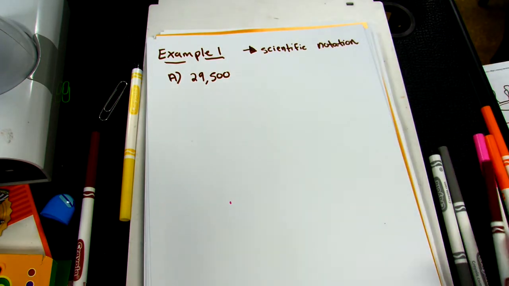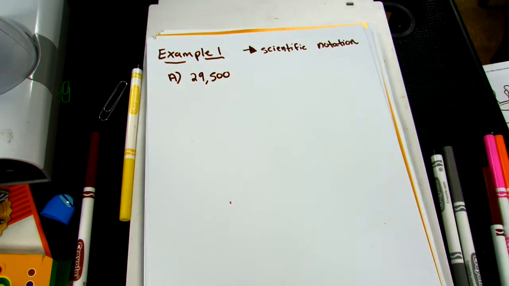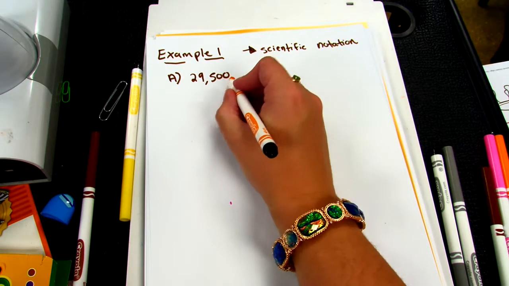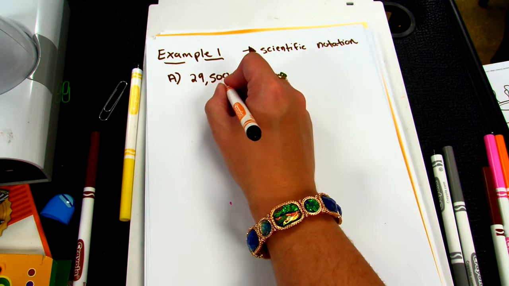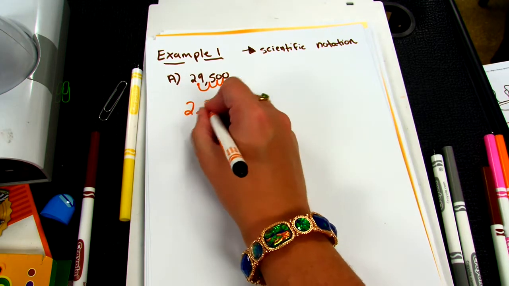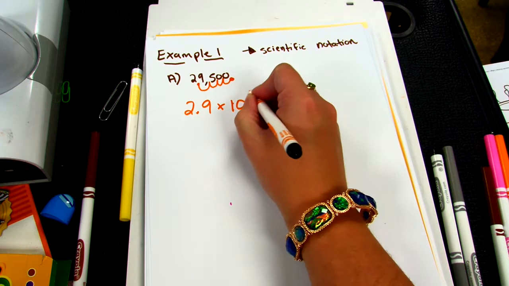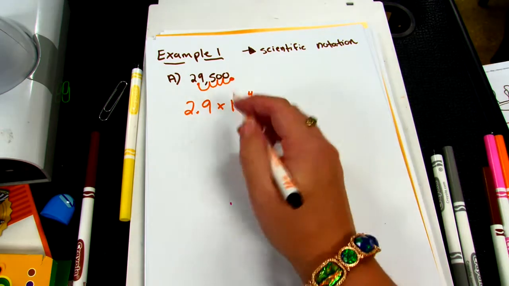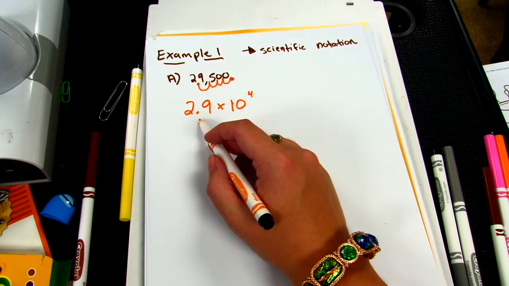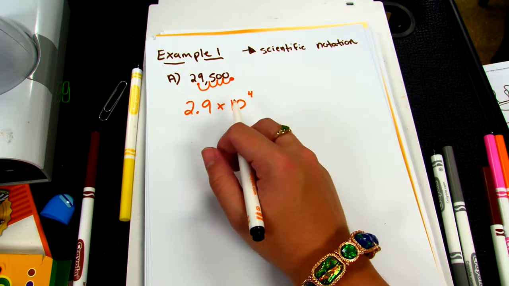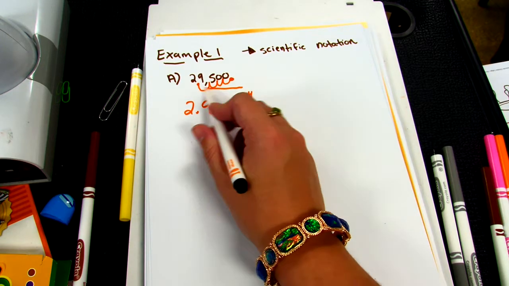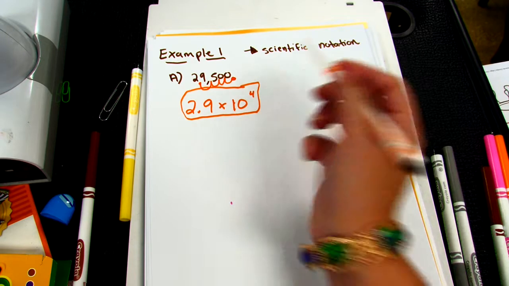All right, so first things first, we move our decimal. We have to locate our decimal. Since this is a whole number, our decimal is at the very end. So we have to move it until we get a number between 1 and 10. So 1, 2, 3, 4. I moved my decimal 4 times, which means I have an exponent of 4. So the question is, is 29,500 smaller than 2.9 or bigger than 2.9? Since it's bigger than 2.9, our exponent is positive, which means our answer is 2.9 times 10 to the 4th.